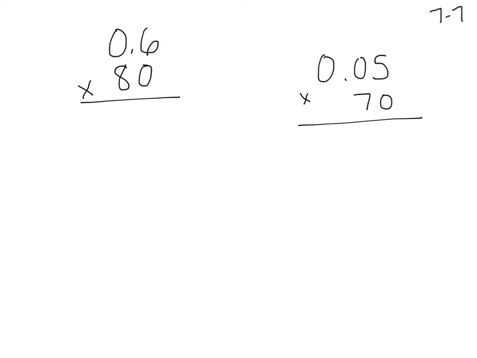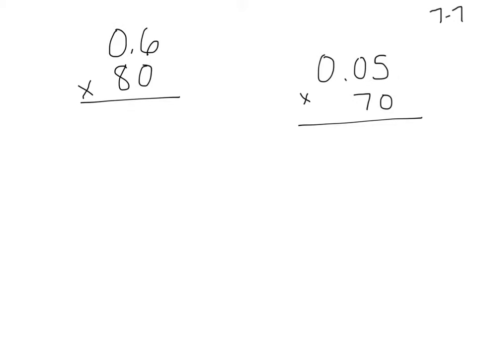7-7 is now bringing decimal points into our problems. So 0.6, remember, is less than 1. That's 6/10 and 80. In this case, it doesn't make any difference that the bigger number is on the bottom. It's still going to be a kind of a mental math problem.